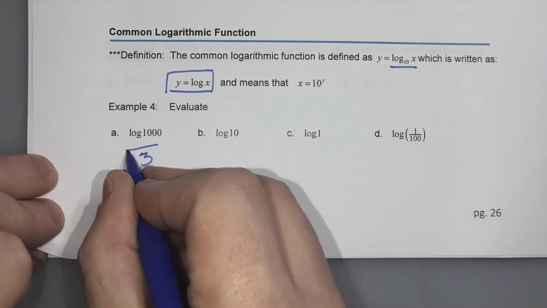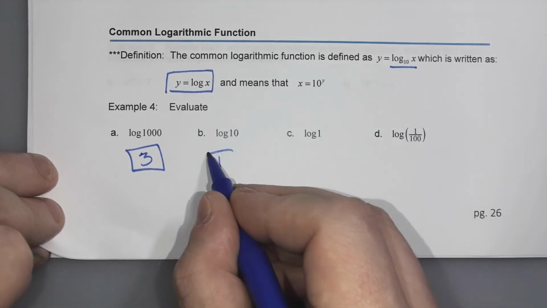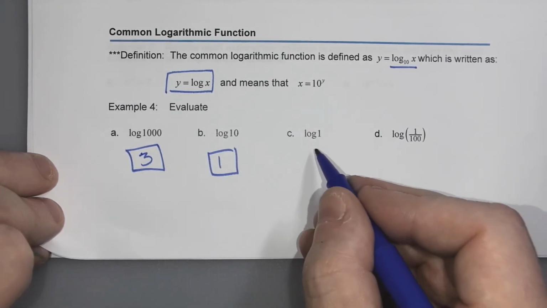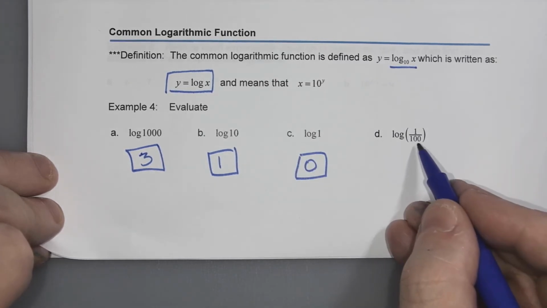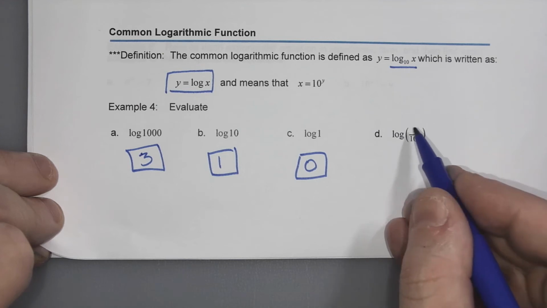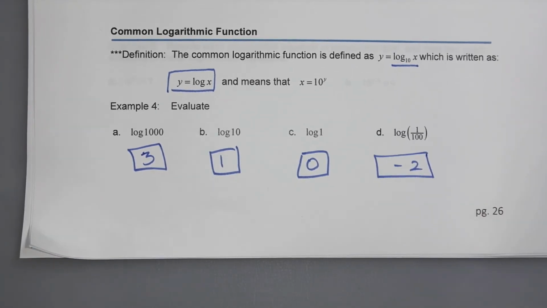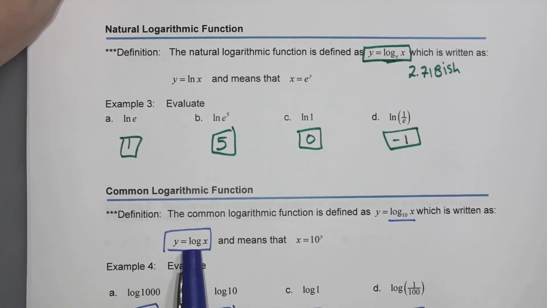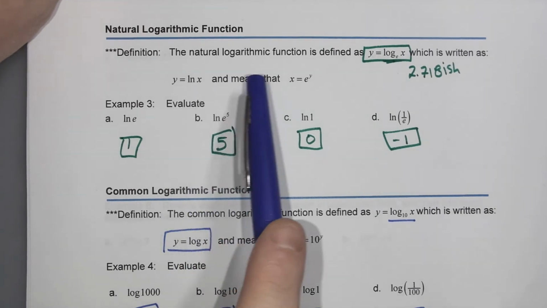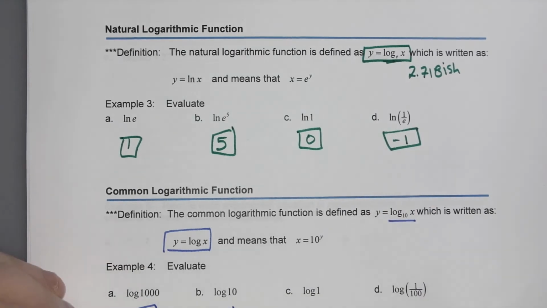So this is 3. What do you raise 10 to in order to get 10? That's 1. What do you raise anything to get 1? That's 0. And here we want 100, which would be 10 squared, but reciprocal. So that answer is going to be a -2. So again, log with no number as a base is understood to be base 10. And ln is understood to be a logarithm with that nice fancy number e as the base.